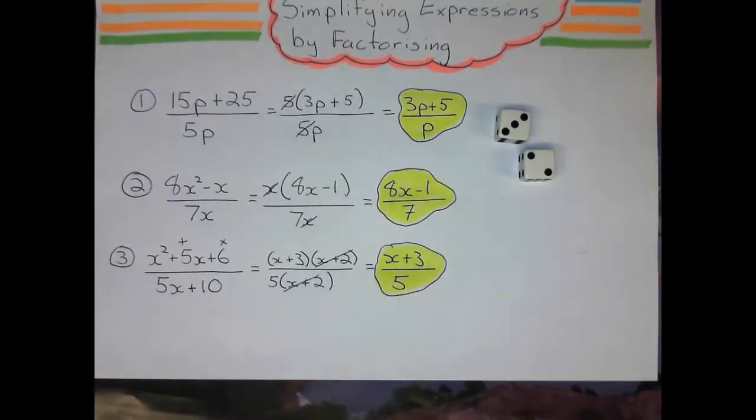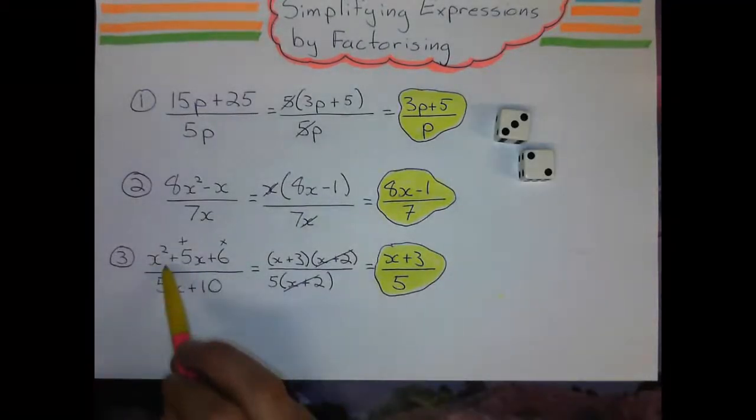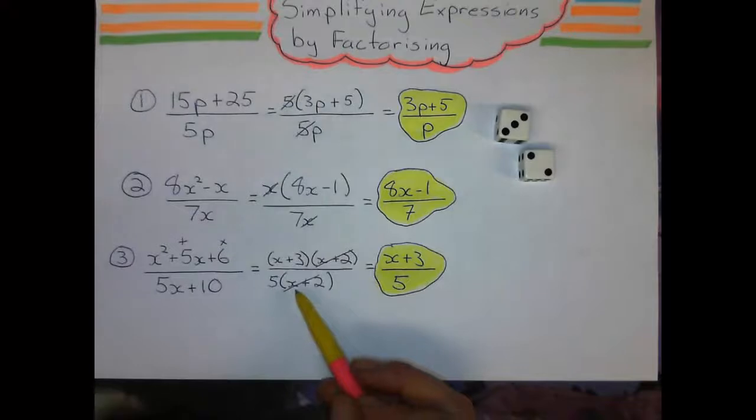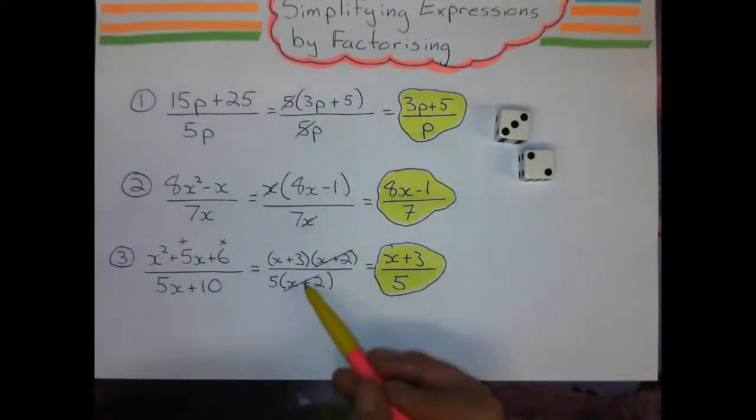Okay, so that one was a bit different because that's a quadratic, but if you know how to factorize those, the common factor should be visible, otherwise it wouldn't factorize.